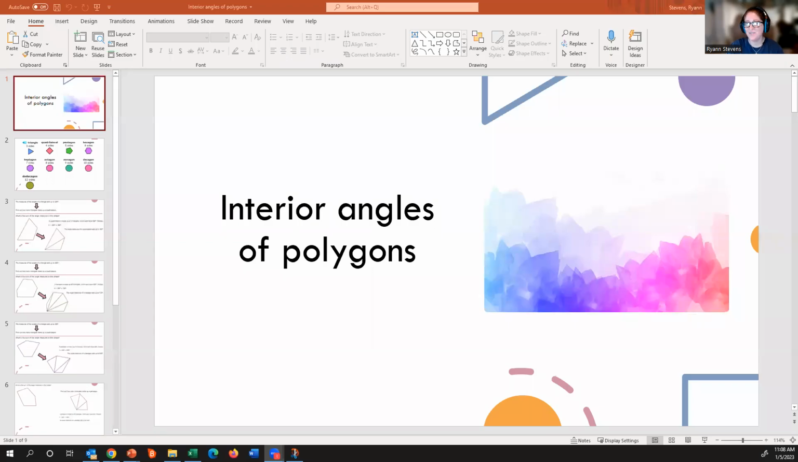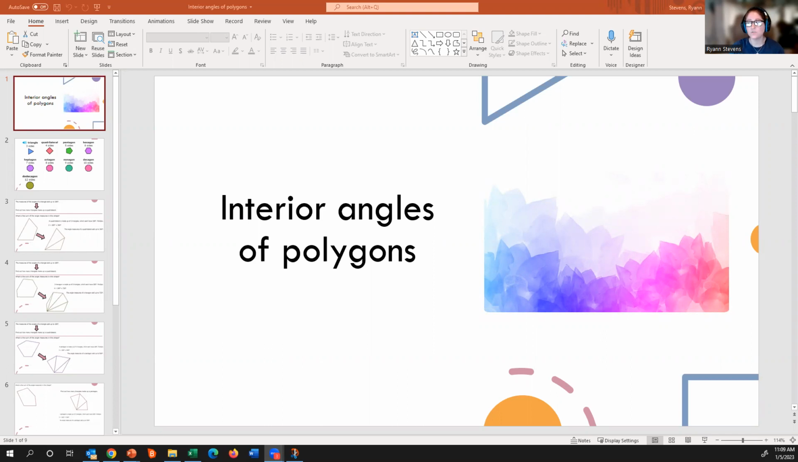Hello, everyone, and welcome. We're going to be looking at practicing with interior angles of polygons today. So a simple definition when we start talking about polygons is that a polygon is a closed figure that is made up of at least a minimum of 3 line segments. And those line segments need to connect from end to end in order to make it that closed figure.